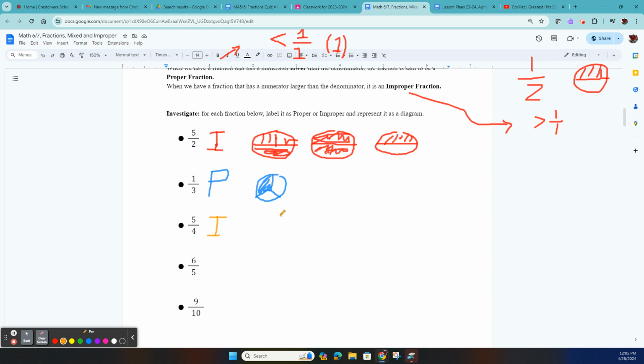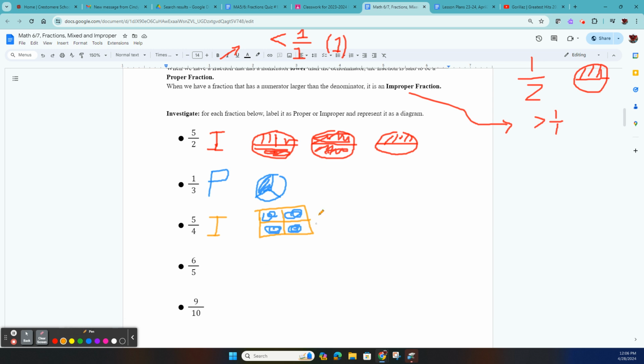This one is yet another improper because we can see the numerator is bigger than the denominator. We're talking fourths. I'm going to use a rectangle just because that's a little bit easier for me to draw, I think. Maybe not. We're talking fourths, so I better split it into 4 parts. Okay. Now I need 5 of them shaded in. So 1, 2, 3, 4. Okay, there's 4 out of 4.